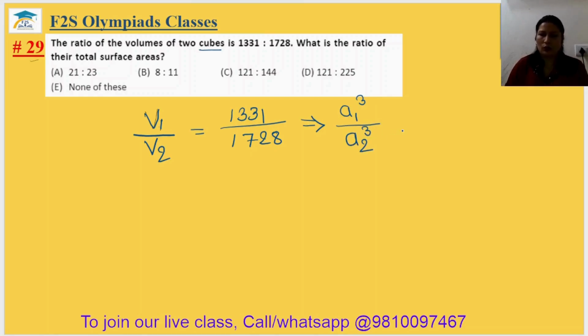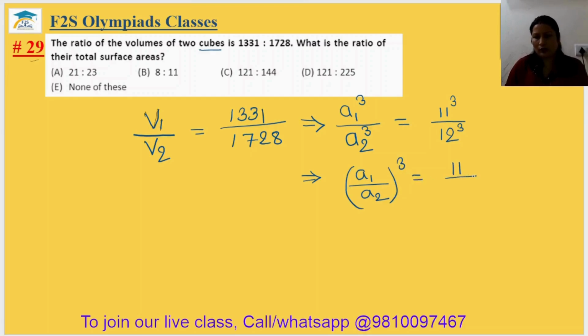1331 can be written as the cube of 11 and 1728 is written as the cube of 12. So in this way, A1 upon A2 whole cube equals 11 upon 12 whole cube. By comparing both the sides and using the exponents law, we can say A1 by A2 equals 11 by 12. Since exponents are same, the bases will be the same.